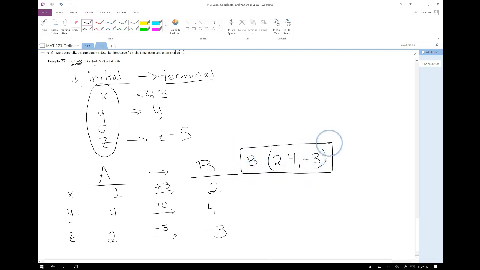And we can also use this concept backwards by undoing those changes to get from the terminal to the initial point. So we also use components of a vector just in general to describe change.